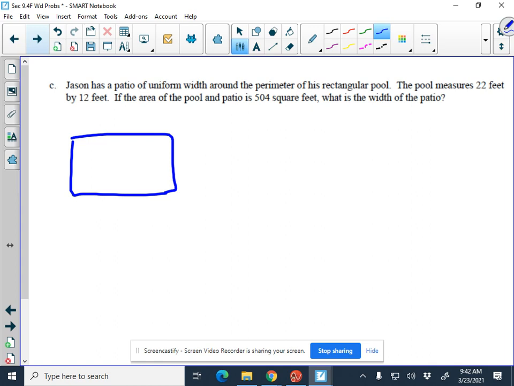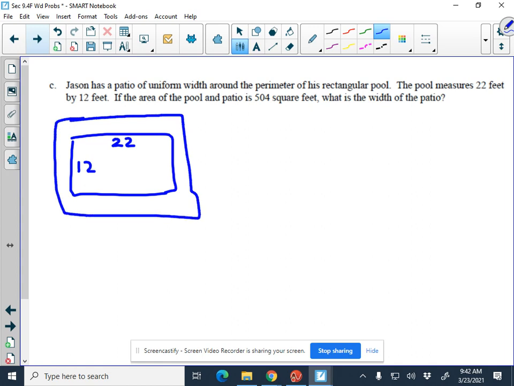Pool measures 22 feet by 12 feet. Already gives us that. So the pool is 22 by 12, but then he puts a patio around, so we're looking at this thing around. The area of the pool and the patio is 500 square feet. What's the width of the patio?